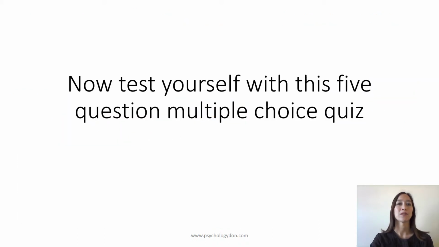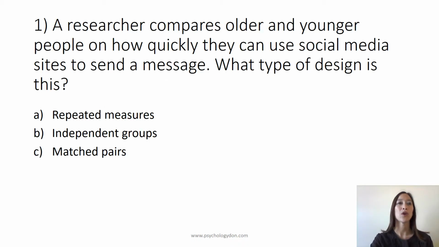Now test yourself with this 5-question multiple-choice quiz. Question 1. A researcher compares older and younger people on how quickly they can use social media sites to send a message. What type of design is this? Is it A, repeated measures, B, independent groups, or C, matched pairs?